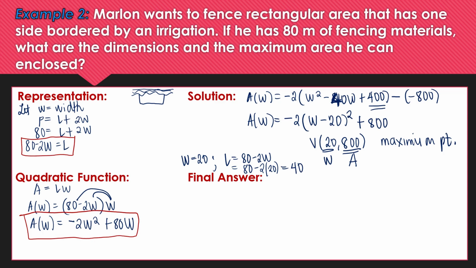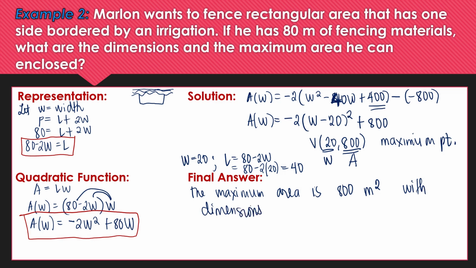Therefore, our final answer is: the maximum area is 800 square meters with dimensions of 20 meters by 40 meters. So that's it for example number 2.